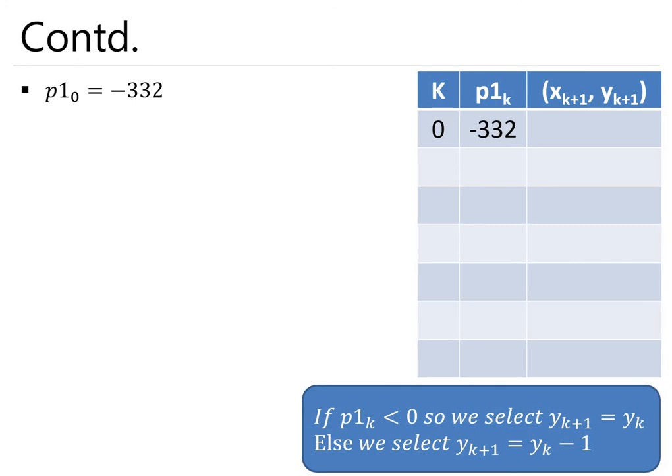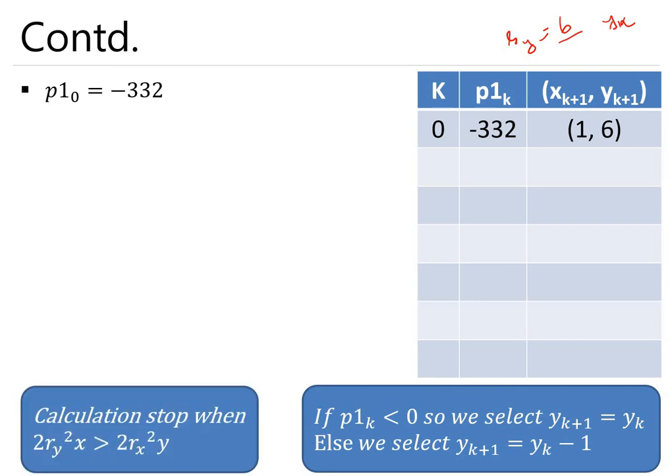So if p1k is less than 0, we select yk. The next step for the y-axis will remain the same: yk plus 1 equals yk. Else we will select yk plus 1 equals yk minus 1. Okay, so now it is less than 0. The first value we have is 1, 6. At the beginning we know that y is 6, that is your yk, the first yk, which is 6, and it will remain the same.